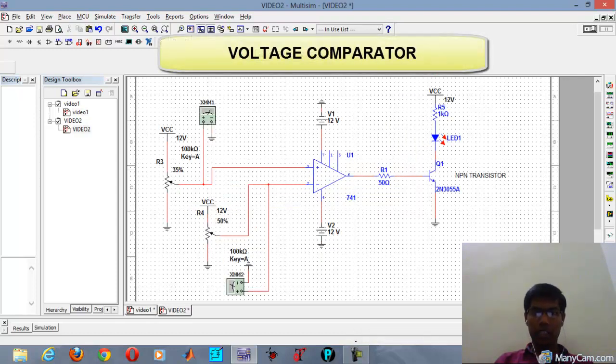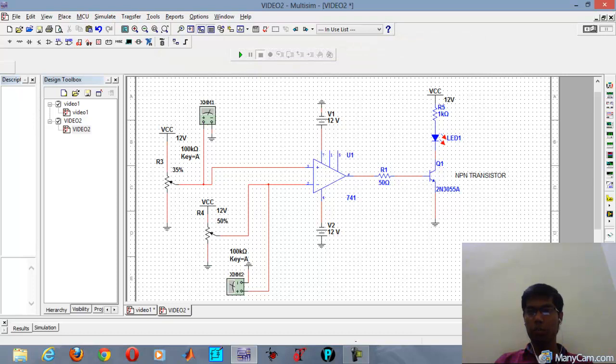This is the second circuit. In this circuit we are using the IC 741, one NPN transistor, and one LED. The LED is connected to the 12 volt through a 1 kilo ohm resistor. This is the non-inverting terminal. This is the inverting terminal. The non-inverting terminal is connected to the 12 volt via one variable resistor, and the inverting terminal is also connected to the 12 volt through one variable resistor. We take one oscilloscope, and it is connected to the output of the op amp.